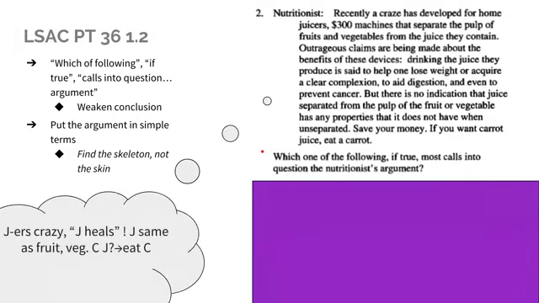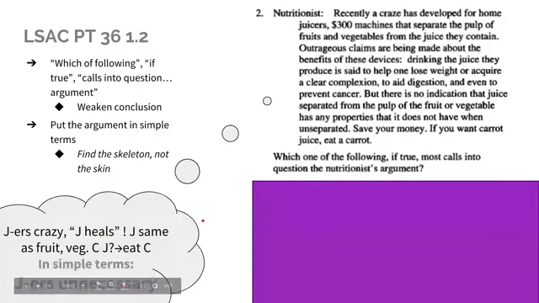So to put this most simply, he says juicers are crazy. They claim that juice heals, but juice is the same as fruit and vegetable. And he says, you want carrot juice? Then eat a carrot. So the conclusion here is just really that juicers are unnecessary. Drinking juice, even to prevent cancer, right. So he's saying, save your money, don't buy this. Juicers are unnecessary. So now, how can we weaken the claim that juicers are unnecessary?